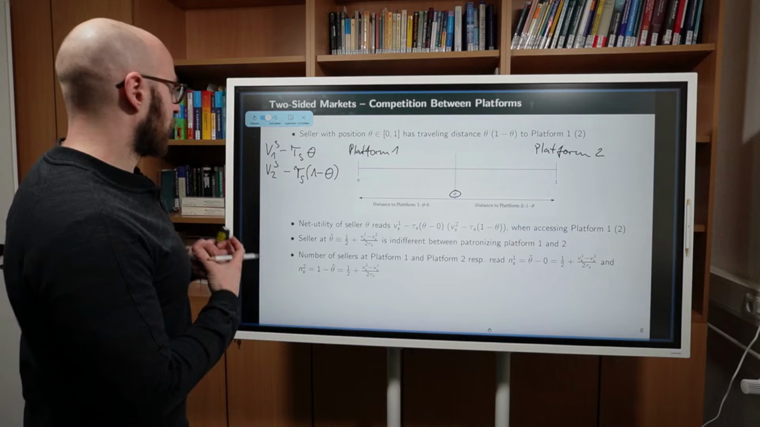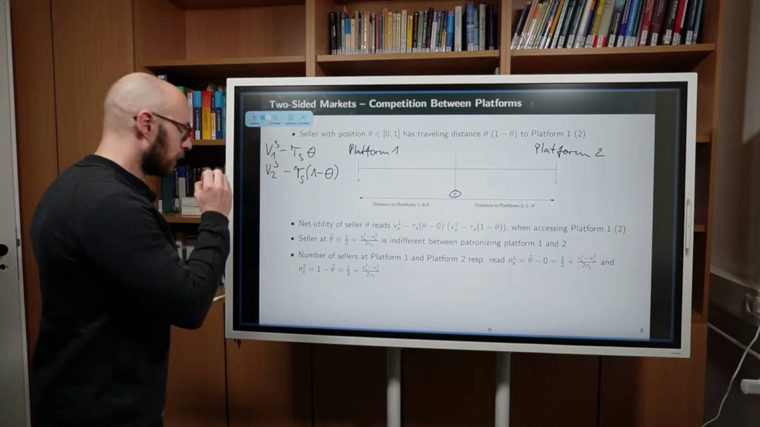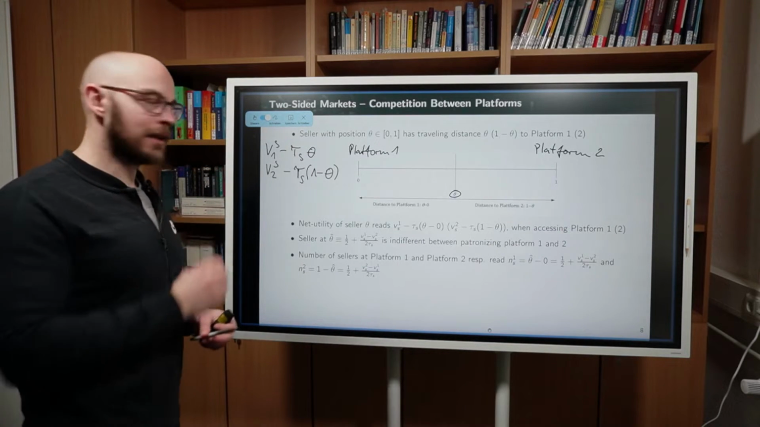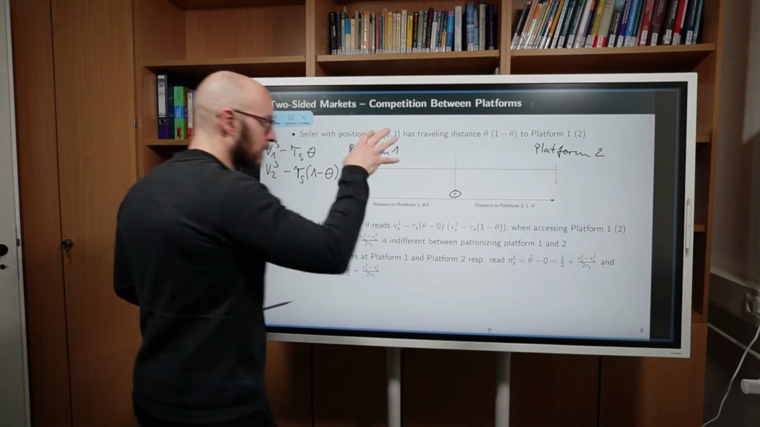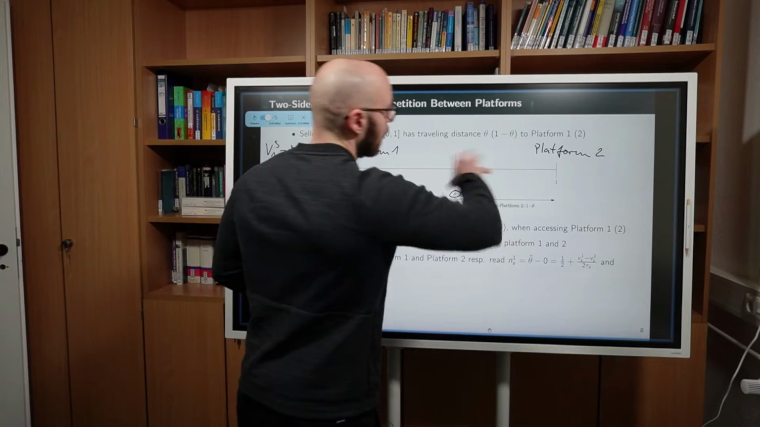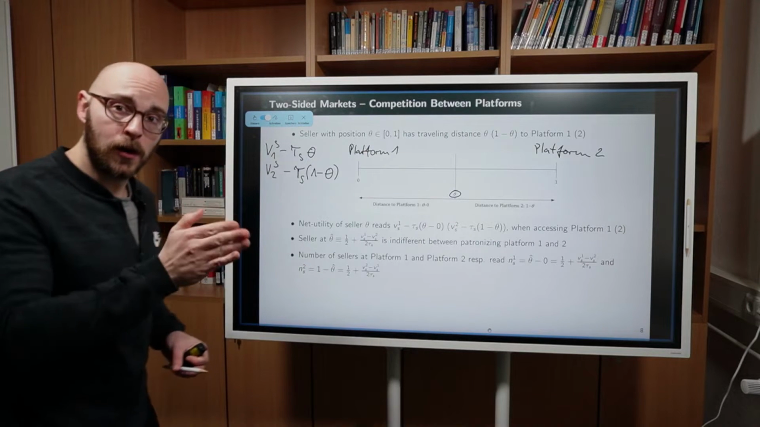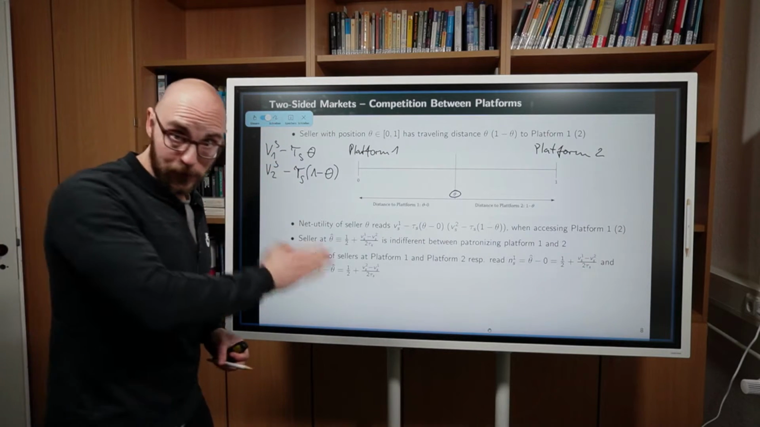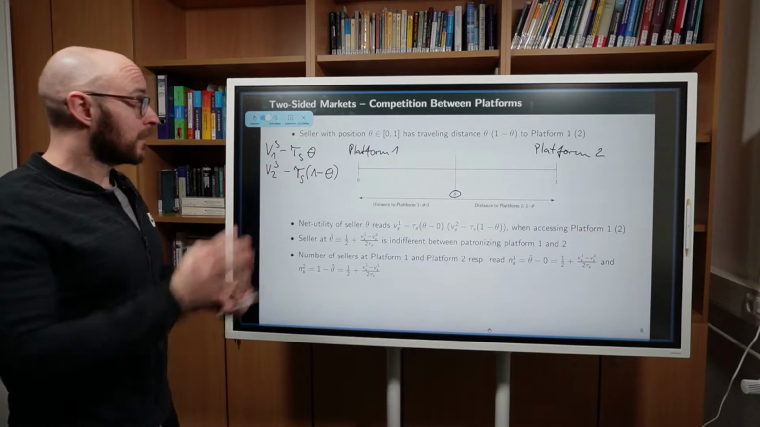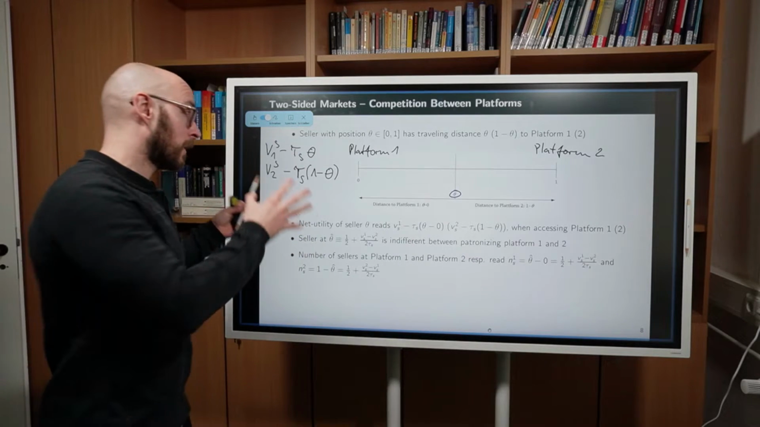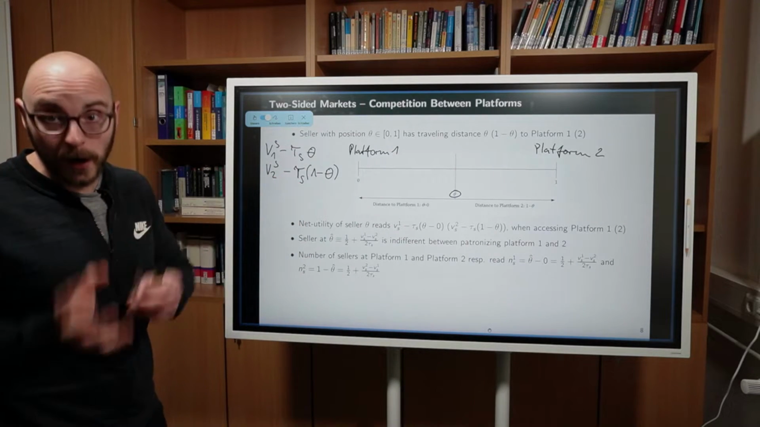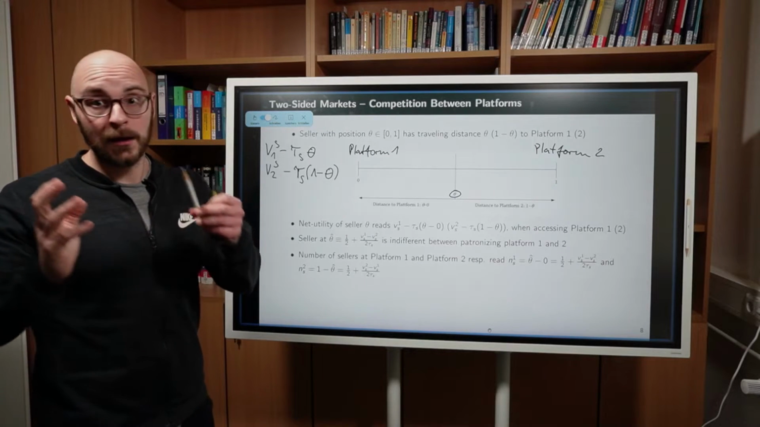Now, what do we do next? We want to determine the developer that is exactly indifferent between developing the game for Xbox and PlayStation. Why? Because we know that all developers to the left of this indifferent developer will develop games for Xbox, and all the developers to the right will develop games for PlayStation.